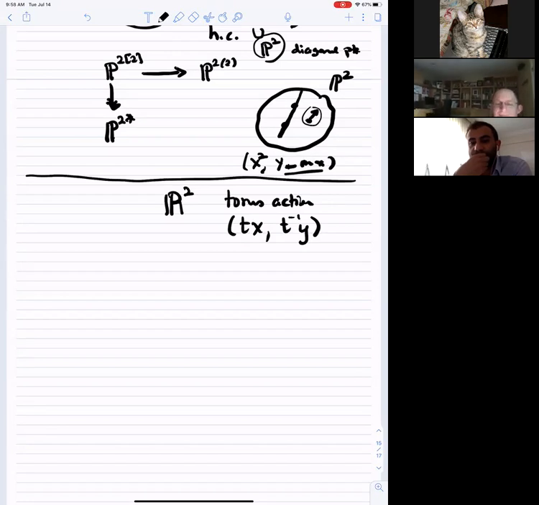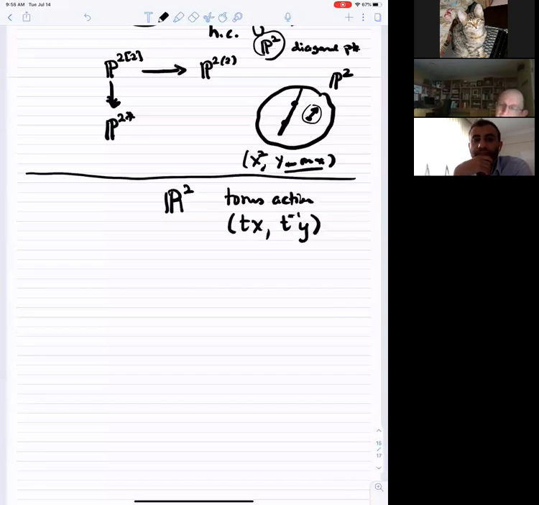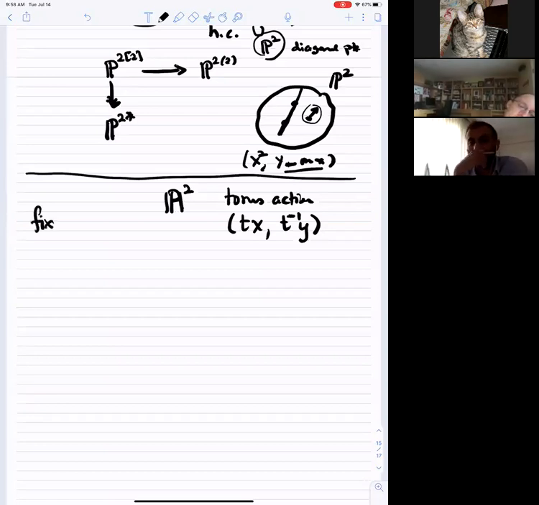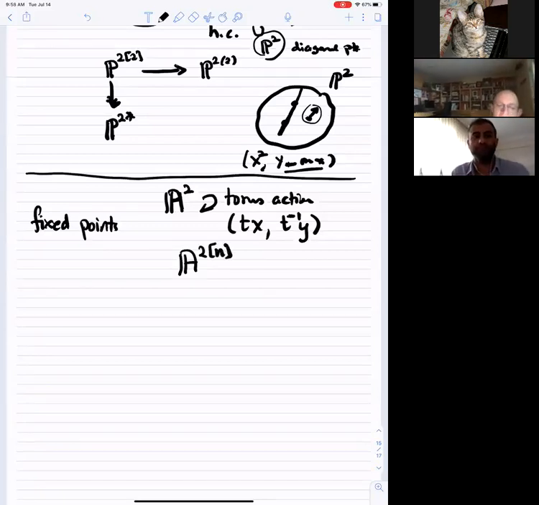Something like this. Yeah, so if you look at this kind of torus action, then you can look at the fixed points of the torus. Because you have this torus action on A2, the torus also acts on A2N. Okay, and then you see the fixed points of the torus action.